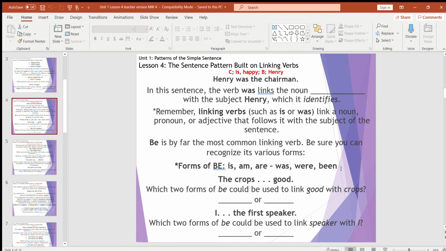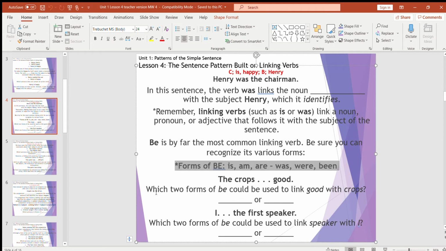So you need to make sure you have these forms of be memorized. Circle, star, highlight them if you do not have them memorized already. Is, am, are, was, were, and been. Most important words in the English language. So, the crops blank good: which of those two forms can we use to link the adjective good to the subject crops? We can say the crops are good, or in past tense, the crops were good. But obviously you're not going to say the crops is good, because then you're going to sound unintelligent.